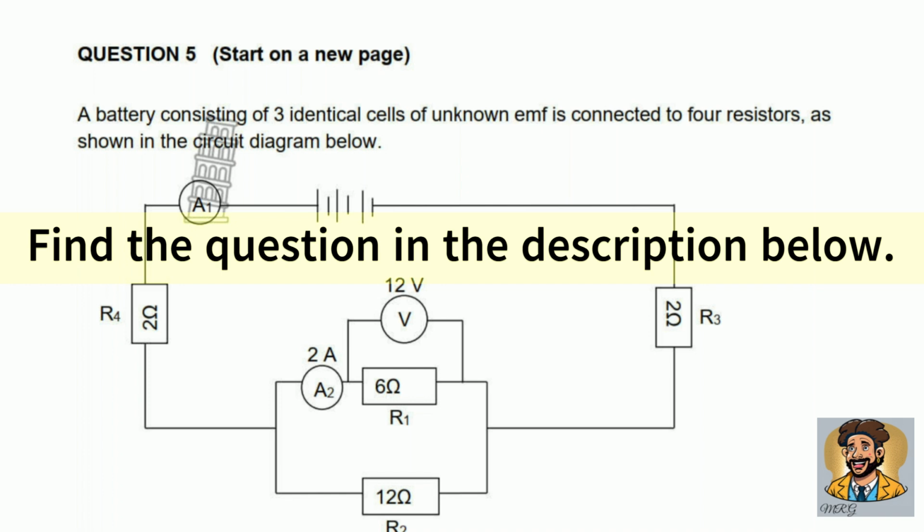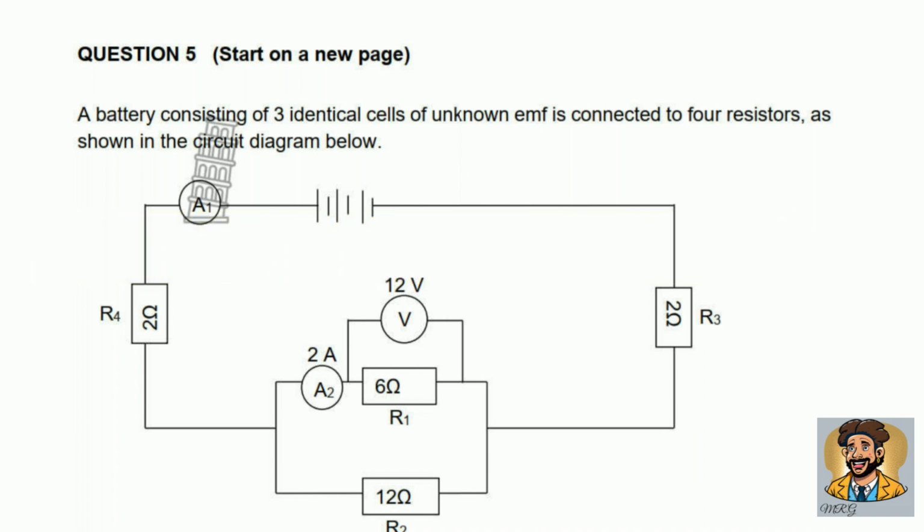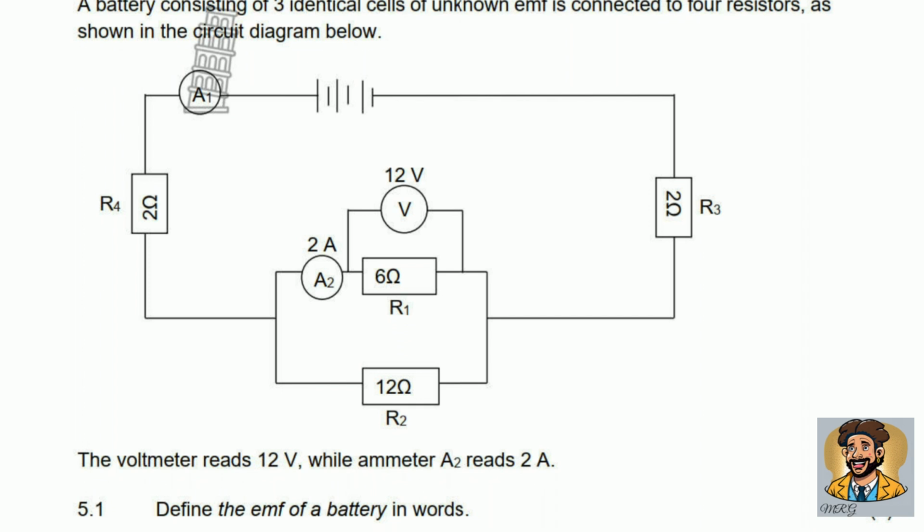The question says: a battery consisting of 3 identical cells of a known EMF is connected to 4 resistors as shown in the circuit diagram below. And here is the circuit diagram. Here we have the battery and we don't know the EMF of the battery. The voltmeter reads 12 volts while the ammeter A2 reads 2 amperes. So the voltmeter is only for that specific resistor.